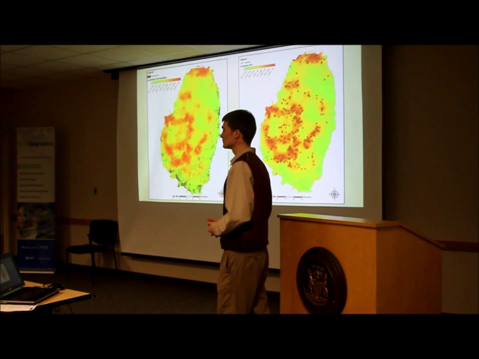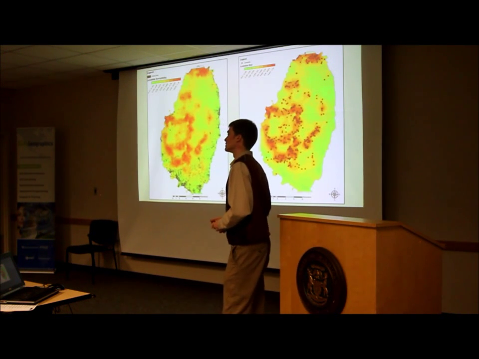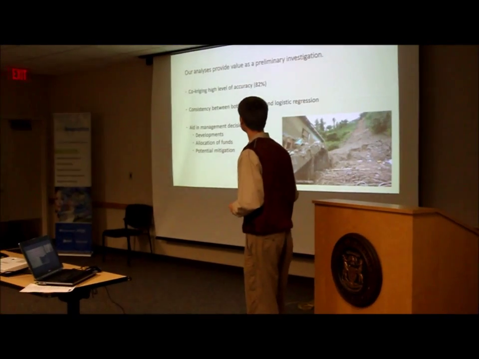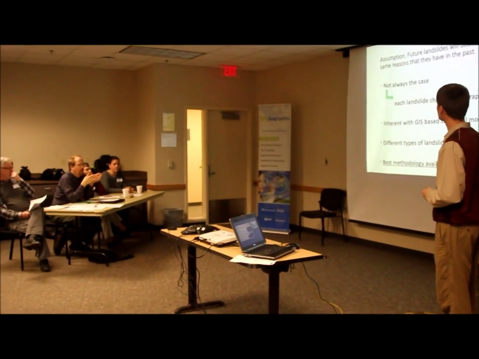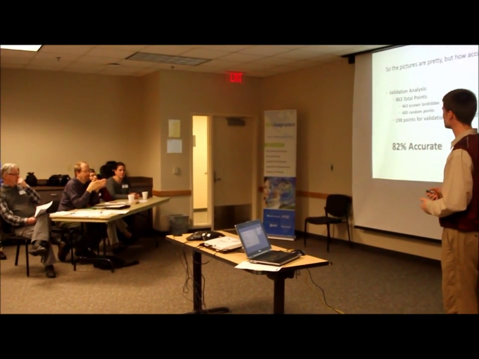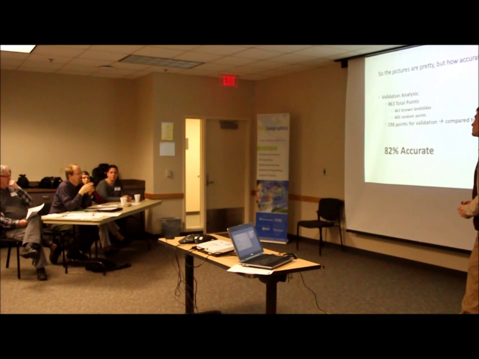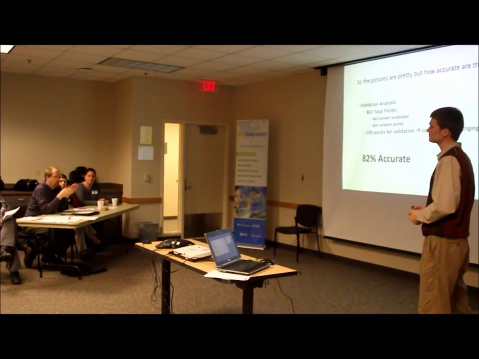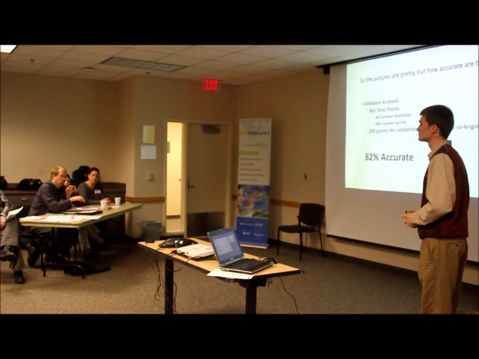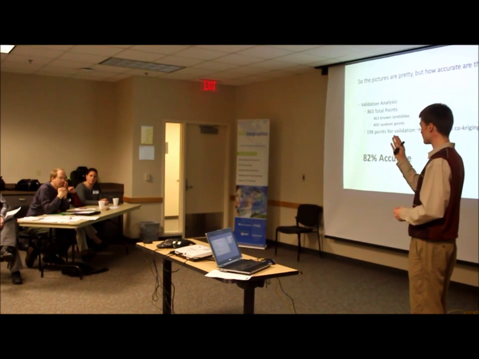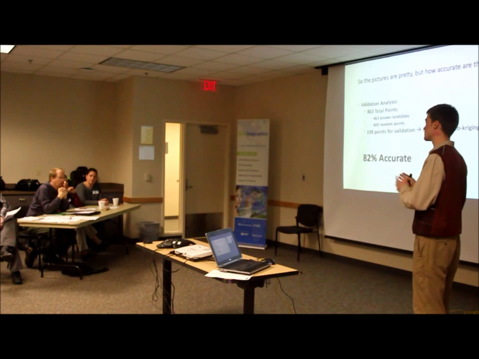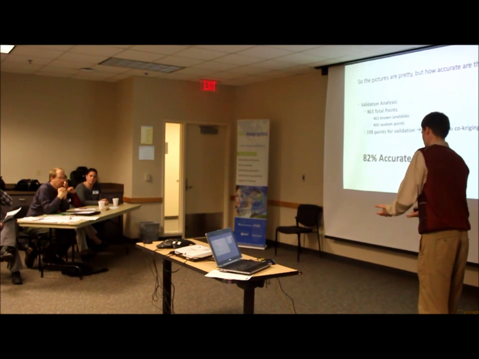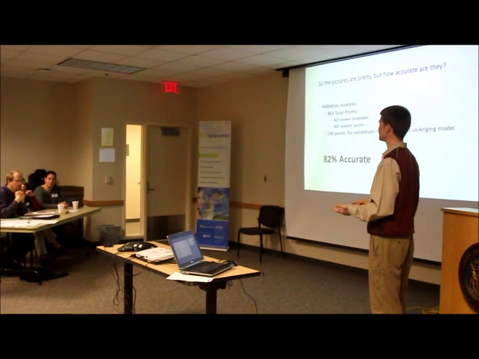Question about your validation. So you have your set-aside points. The Kriging output is going to be some kind of value ranging from something like 0 to 1. So how do you decide if it's correct or not? We set the cutoff at 0.5. If it's greater than 0.5, a landslide. If it's less than 0.5, not a landslide.